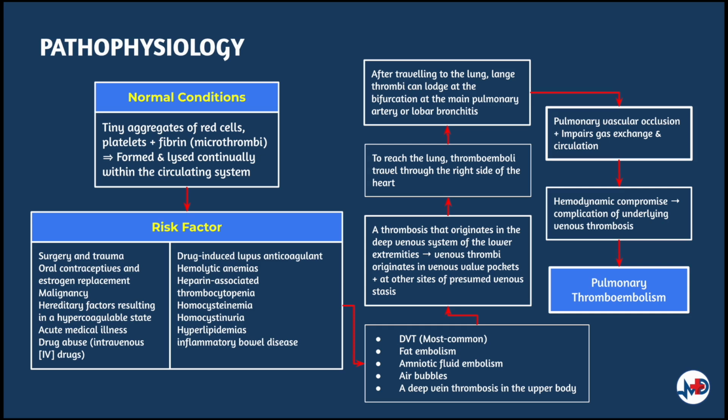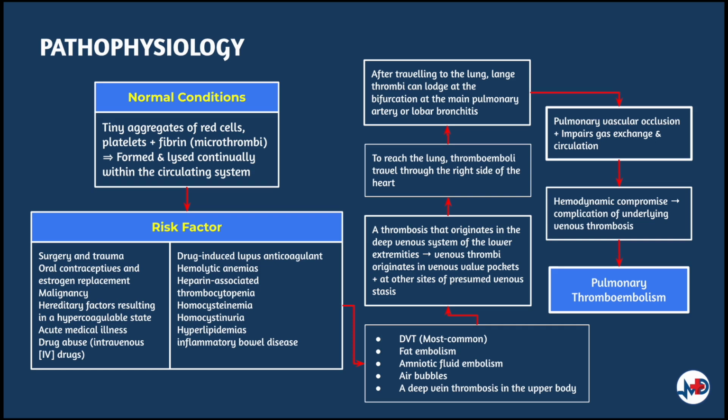Under normal conditions, microthrombi, which are tiny aggregates of red cells, platelets, and fibrin, are formed and lysed continually within the venous circulatory system. Although pulmonary embolism can arise from anywhere in the body, most commonly it arises from the calf veins. The venous thrombi predominantly originate in the venous valve pockets and at other sites of presumed venous stasis. To reach the lungs, thromboemboli travel through the right side of the heart.